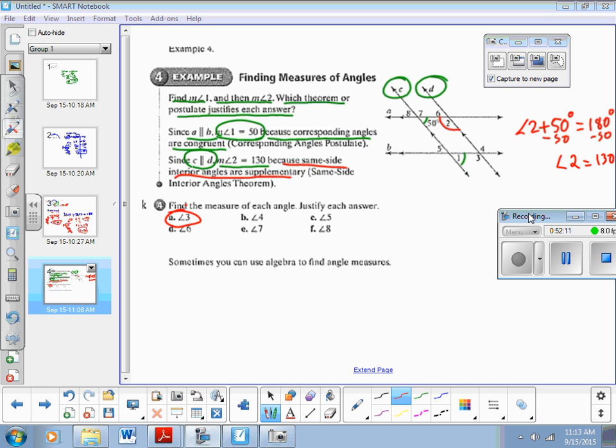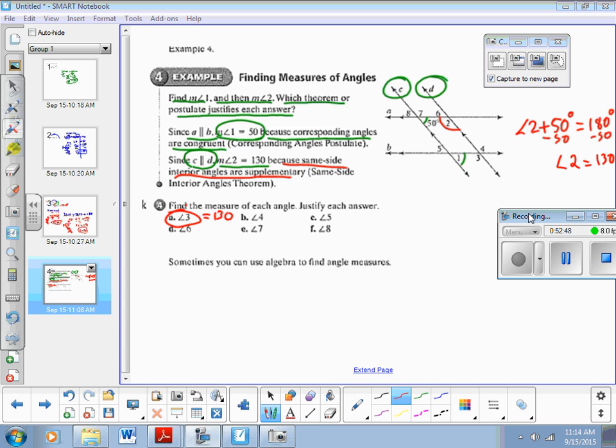How many guys are feeling you kind of got the hang of this? 1, 2, kind of, 3, kind of, okay, 4, 5. All right, out of you 4 that feel like you kind of get it, what do you think angle 3 measures? No? Okay, Grant, what do you think? Angle 3 measures 130 is correct.